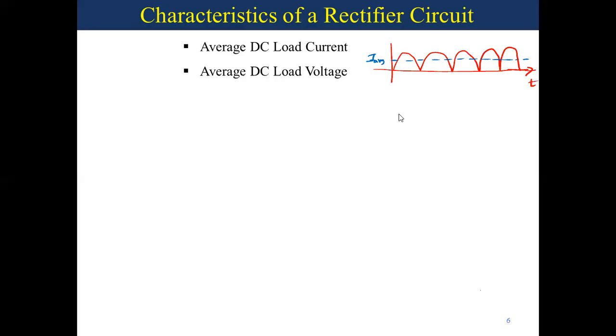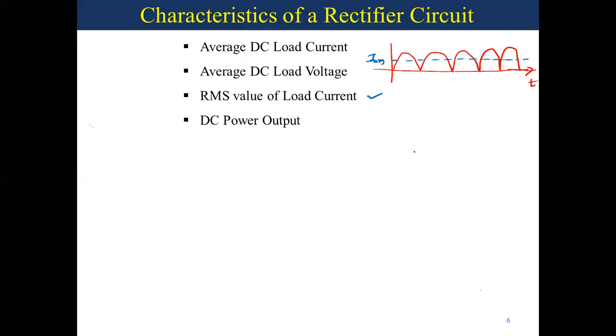The third parameter is the RMS value of load current. In general, AC values are expressed by using RMS. There is some AC component in the output of the rectifier, so we need to calculate the RMS value of that load current.